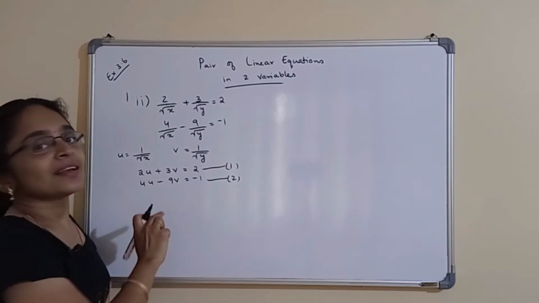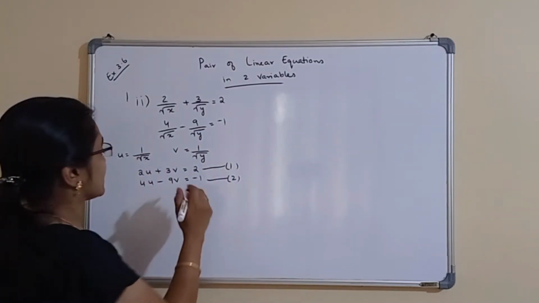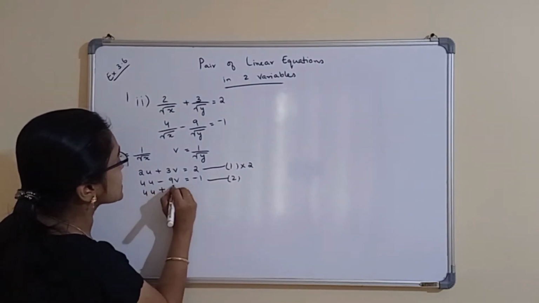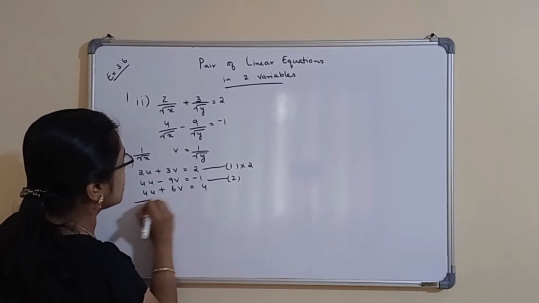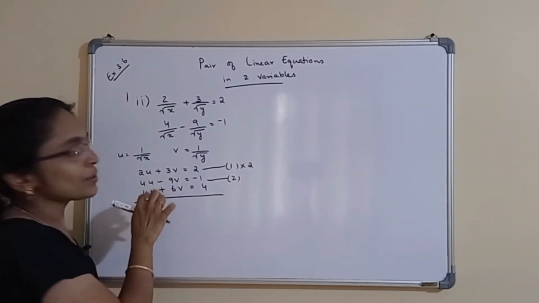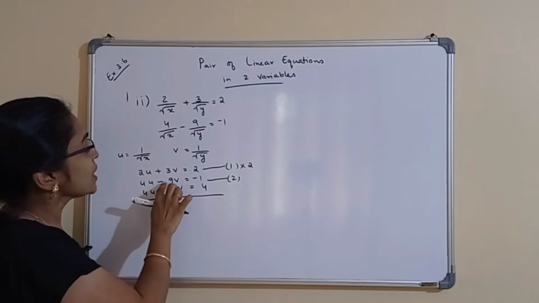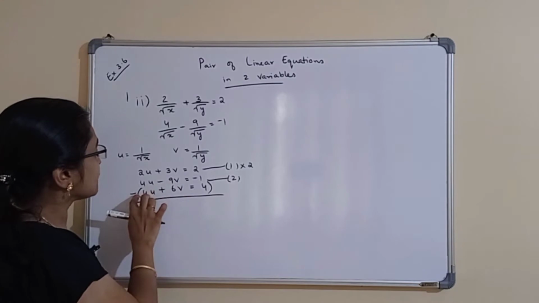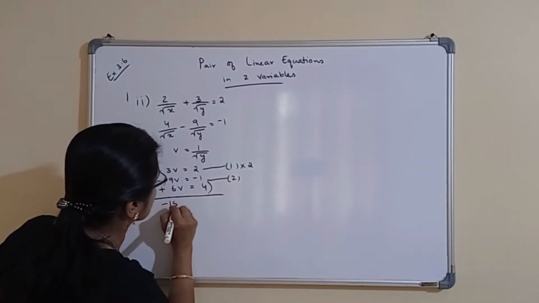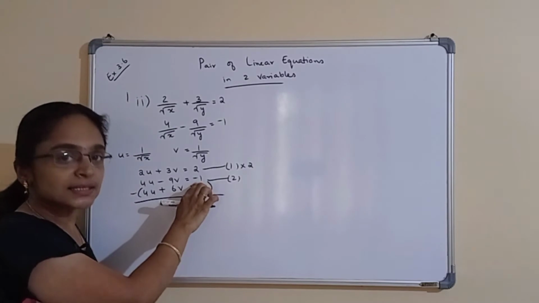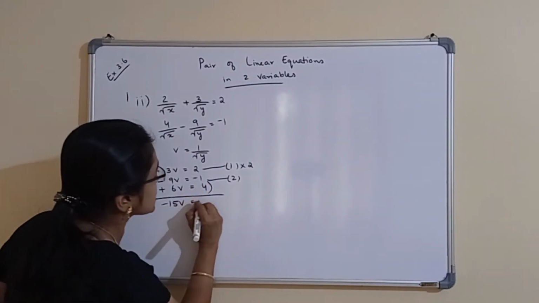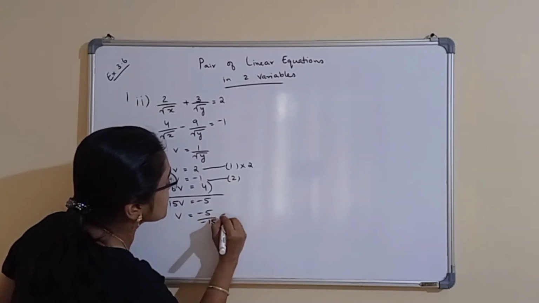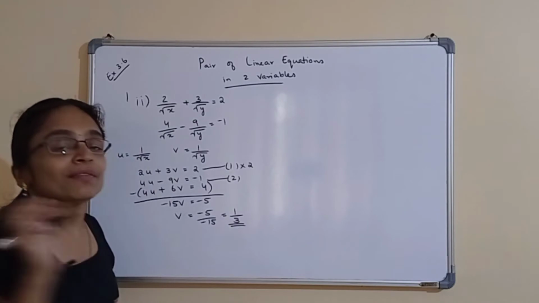Now we can solve this. We can do this by the elimination method. So we can multiply this by 2. We will get 4u plus 6v is equal to 4. Now subtract this. So 4u minus 4u is 0. Then minus 9v, we are subtracting this. So minus 9v minus 6v is minus 15v, and that is equal to minus 1 minus 4, which is minus 5. So v is equal to minus 5 by minus 15, which is equal to 1 by 3. So we got the value of v.